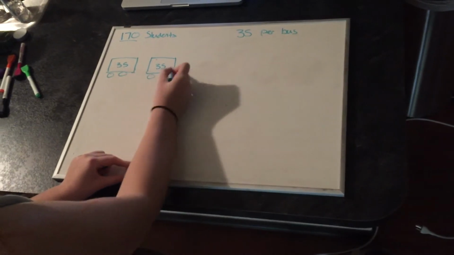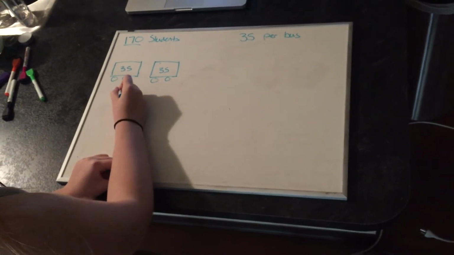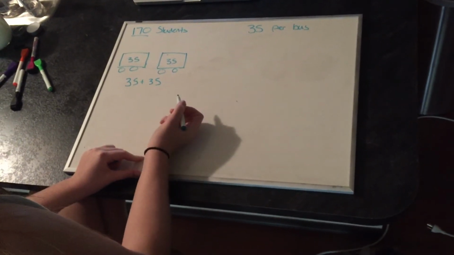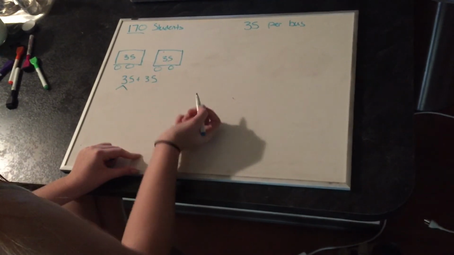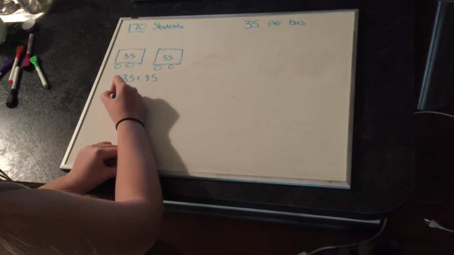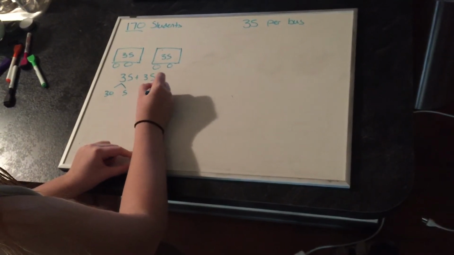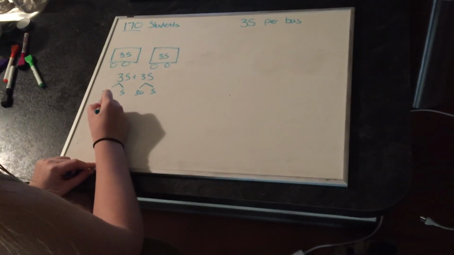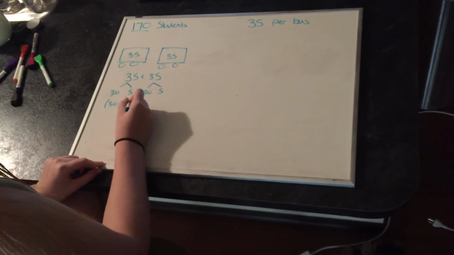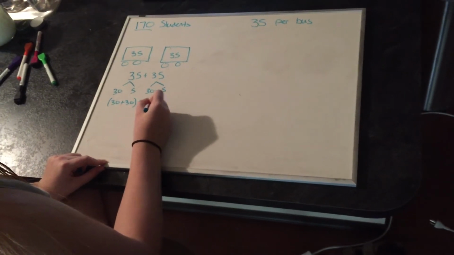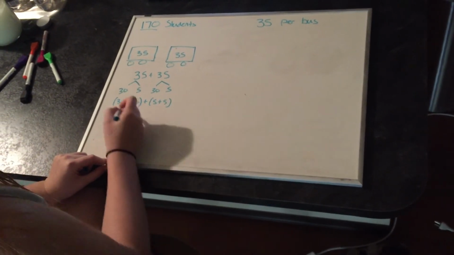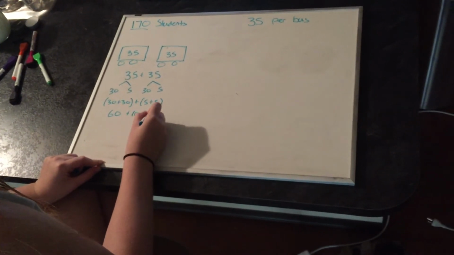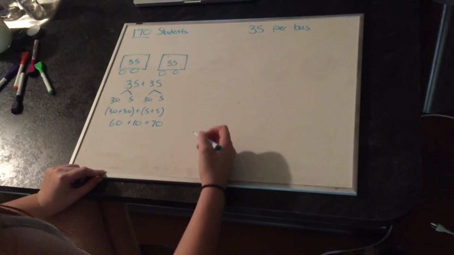Now I'm going to add the two buses together. So I have 35 plus 35. And to make this simpler, I'm going to split both of these 35s into 30 and 5. Now I'm going to add my 30s together, 30 plus 30, and my 5s together, 5 plus 5. So I get 60 plus 10 to get a total of 70 seats for the first two buses.